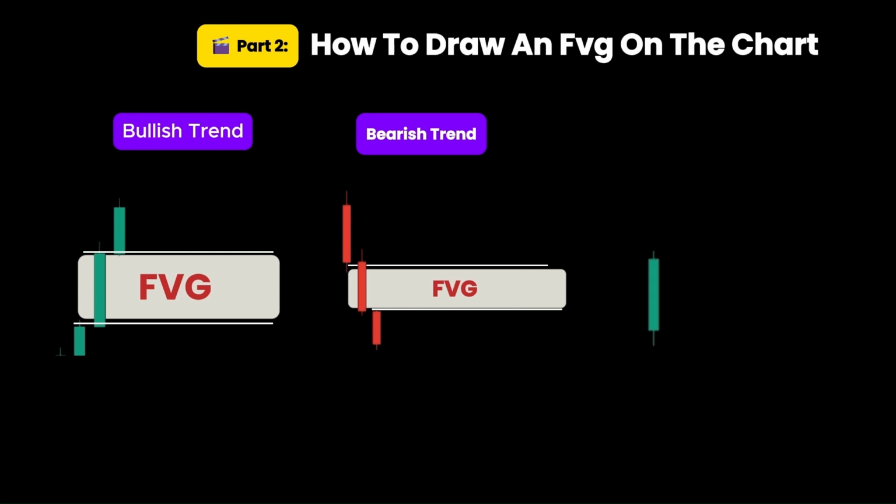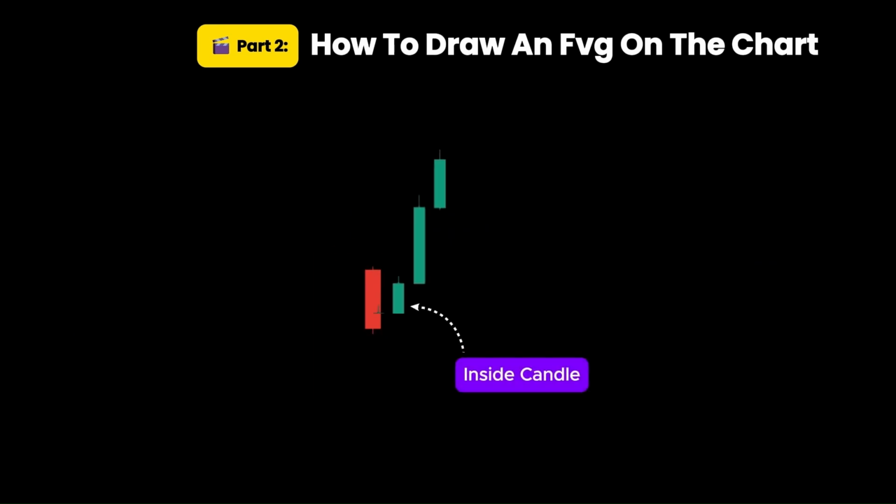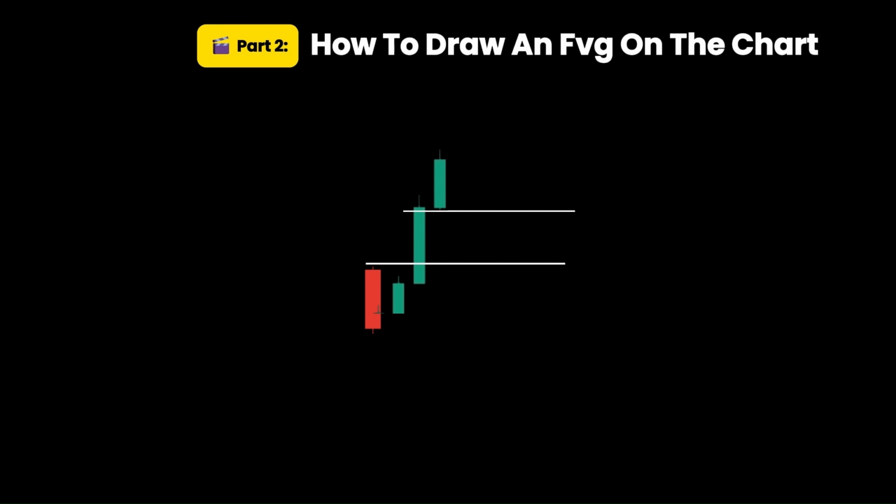Now, if there's no gap between the first and third candle, don't worry. It just means the market is balanced, nothing fancy happening there. And here's a little pro tip. Sometimes a big candle can have a smaller inside candle. In that case, always go with the master candle. So your bullish FVG will be measured from the high of the master candle first to the low of the third candle. See? That's it. Super simple, and you can start spotting these on your chart right away.